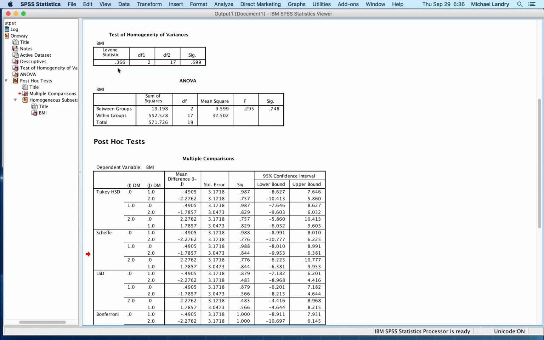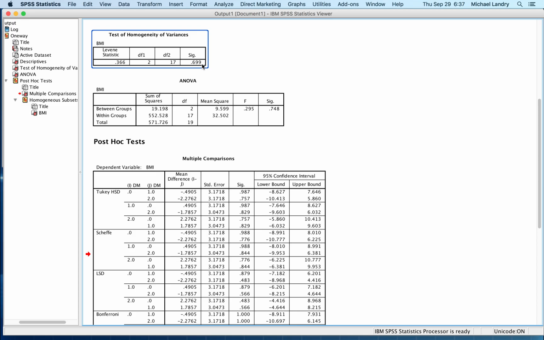This Levene statistic for the test of homogeneity of variances is rather interesting because students often get confused with the significance level. I want you to think of it this way: we really don't want a difference in homogeneity of variances. We want the variances to be rather consistent between the groups that we're testing. And so what we actually want here is the opposite of what we've been saying. We want a significance of greater than 0.05.